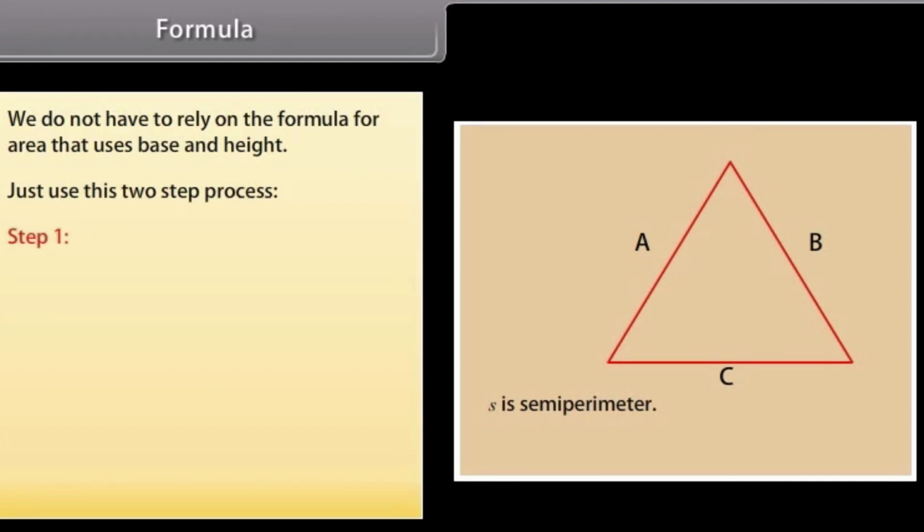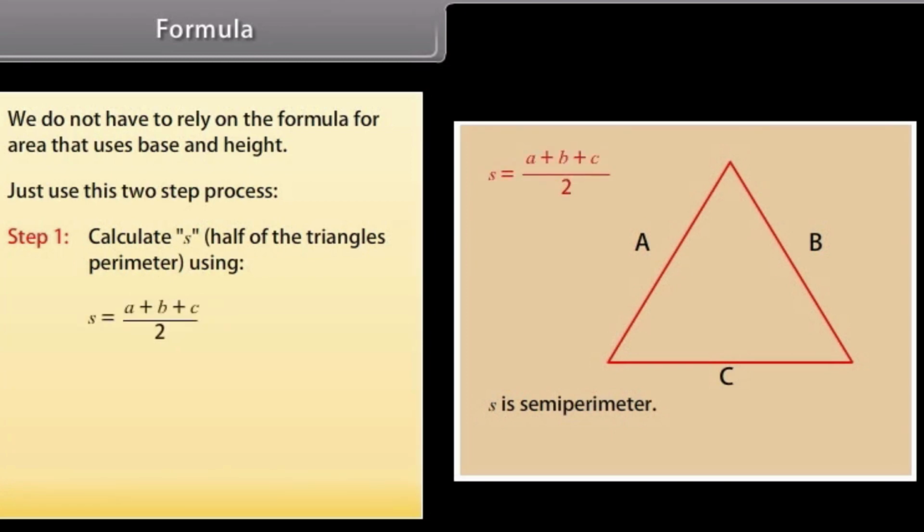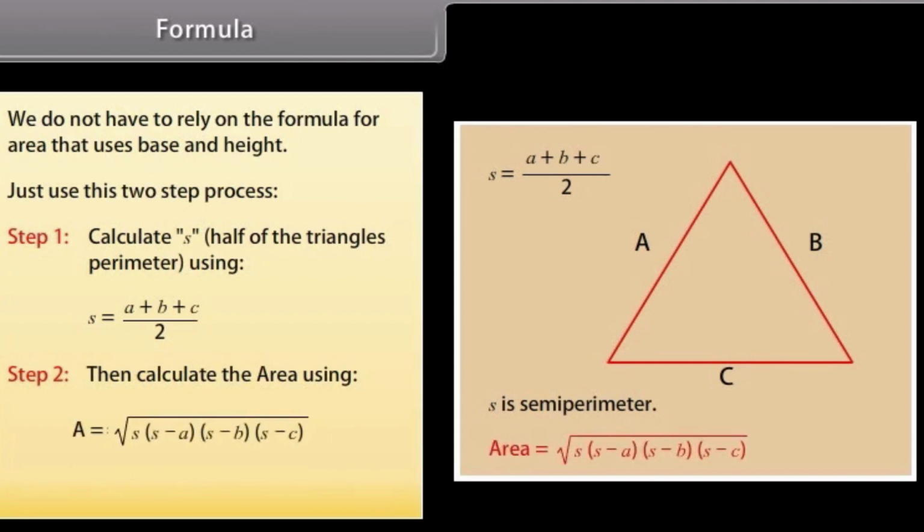Step 1. Calculate S, half of the triangle's perimeter, using S is equal to (a plus b plus c) whole upon 2. And step 2. Then calculate the area using A is equal to square root of S into (S minus a) into (S minus b) into (S minus c), where a, b and c are the sides of the triangle.